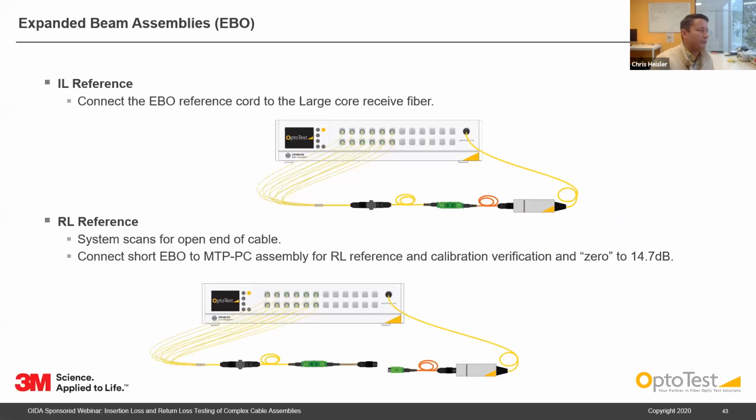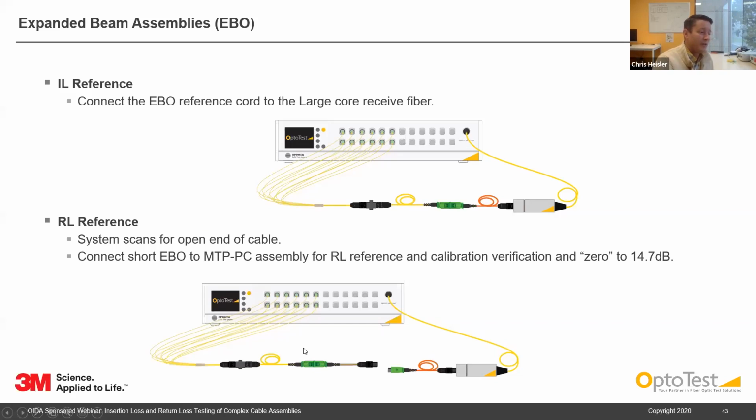So for the insertion loss reference, we're going to connect the EBO reference cord directly to the large core receive fiber. And again, this is a zero loss connection here, so it's effectively like you're connecting your EBO directly to the power meter. Now for the RL reference, the system's going to scan for an open end of the cable.